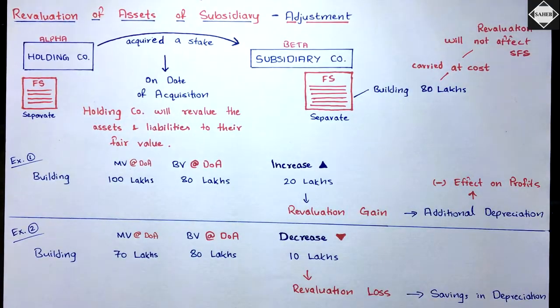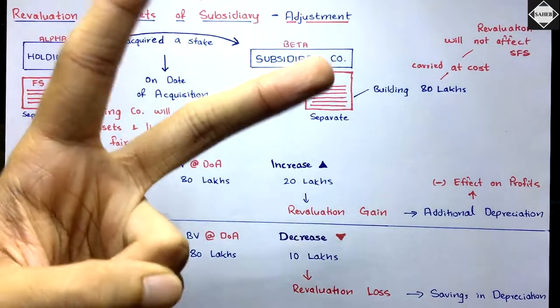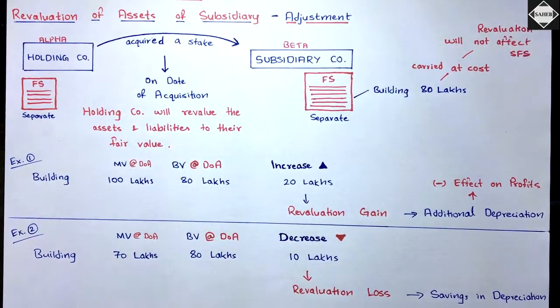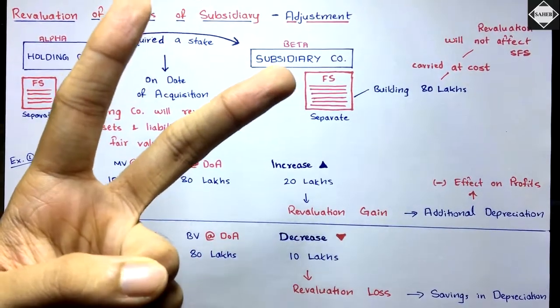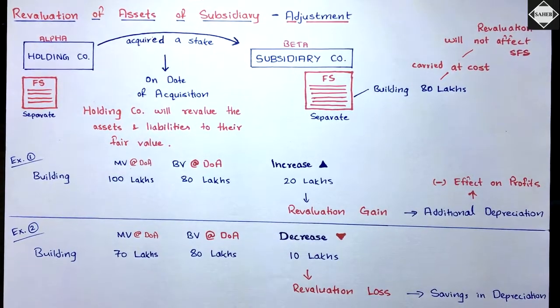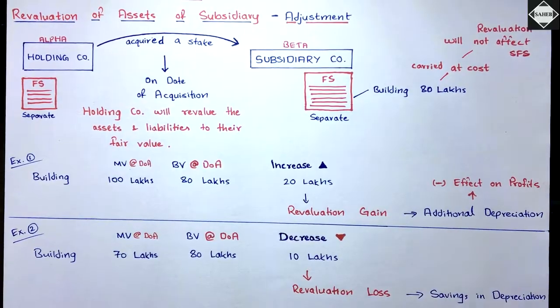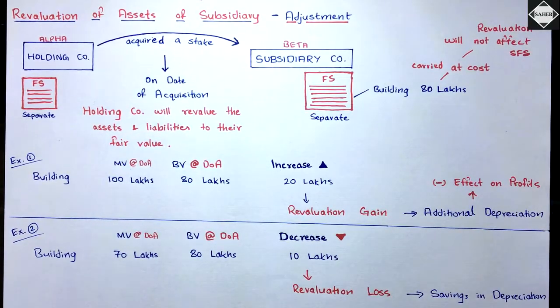So there has been additional depreciation of how much? Of 2 lakhs. Previously they used to charge 8, now they have to charge 10. So 2 is additional depreciation, isn't it? So additional depreciation will be there. So what is the effect on profits because of additional depreciation? Negative effects, because depreciation is an expense, right? So your profits will decrease, isn't it? It's simple logic. We all know that.